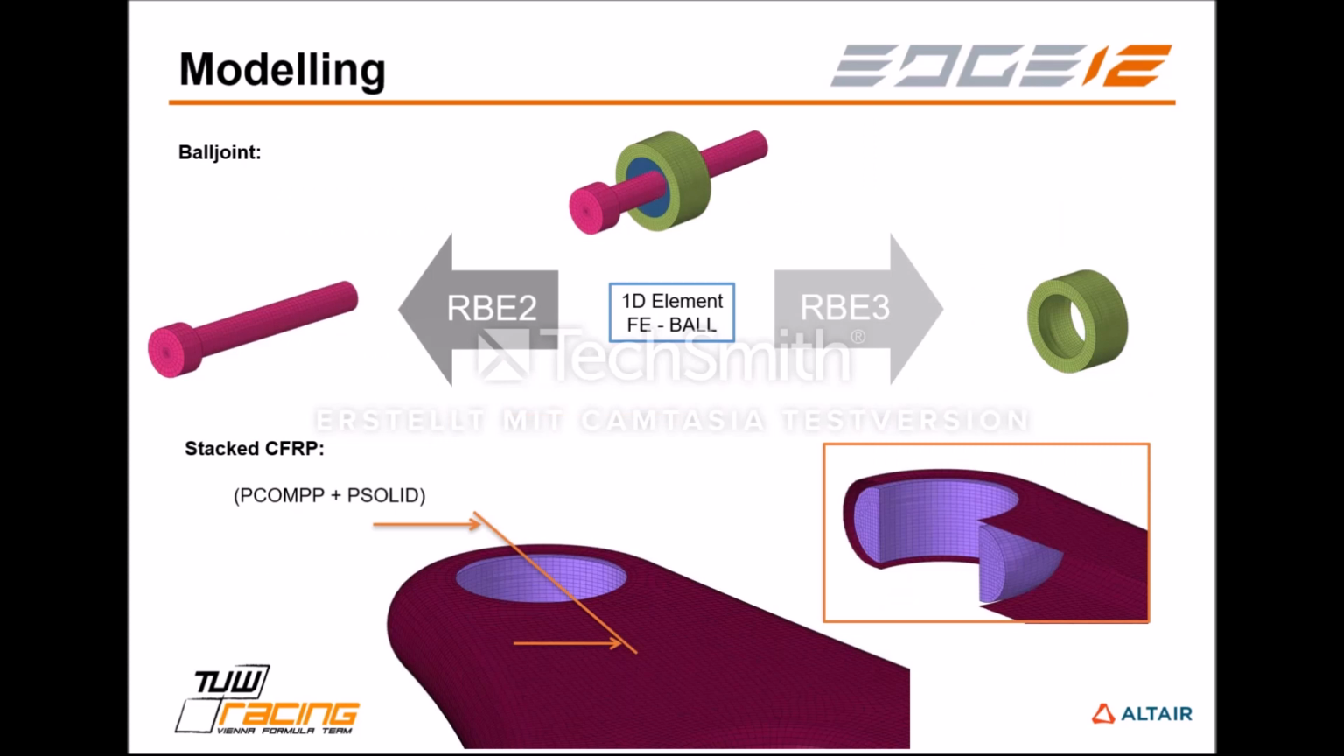The ball joint is modeled with a 1D joint element, in this case the FE ball, which is connected with a combination of RBE2 and RBE3 elements to our outer ball joint housing and the bolt of our test device. And as mentioned before, the stacked carbon fibers, so the fully solid carbon fiber area, the purple ring you can see in the picture below, is modeled with a three-dimensional mesh and is connected via a contact to the rest of the laminate.